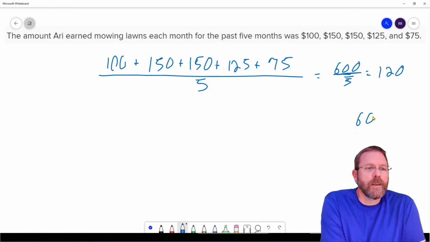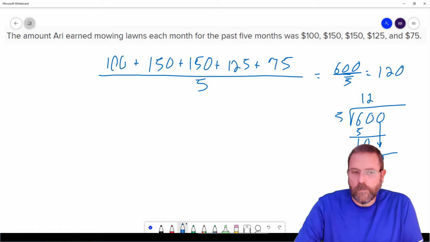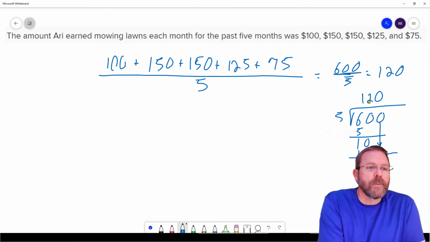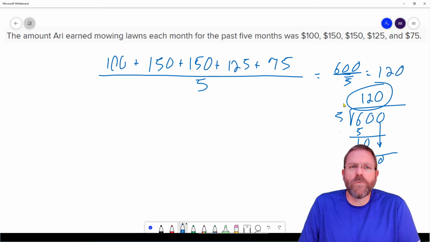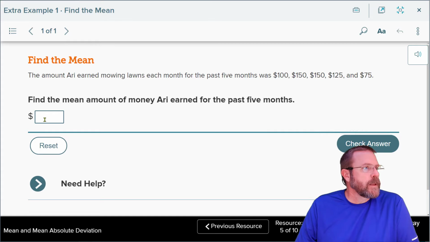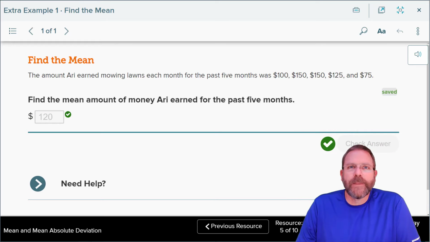If I did that right in my head, let's take a look and show you how I did that. 5 goes into 6 1 time. 1 times 5 is 5 with 1 left over. Bring down your 0. 5 goes into 10 2 times. 2 times 5 is going to be 10 with nothing left over. Bring down that 0. 5 goes into 0 0 times. That's where the 120 came from. Pretty easy to do, right? No problem at all doing this math. Jumping back into our textbook, we're going to type in that 120, check our answer, and the answer checks.